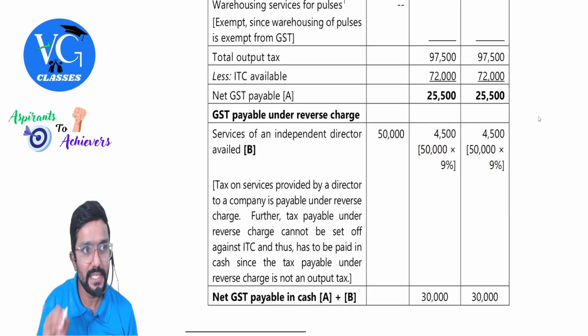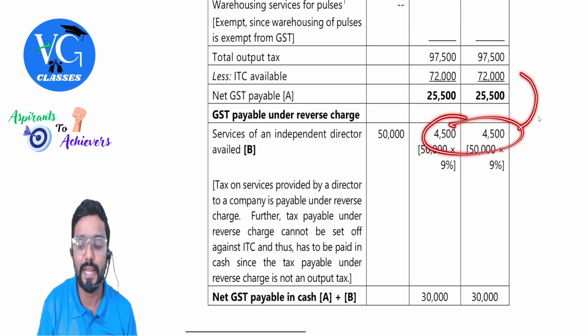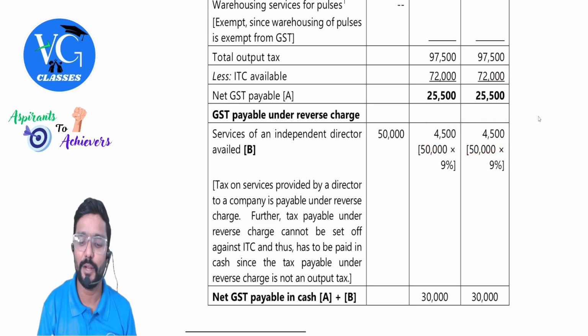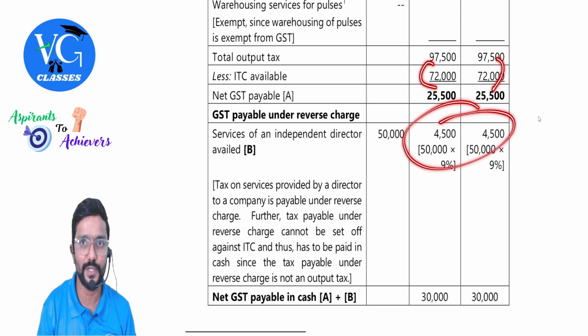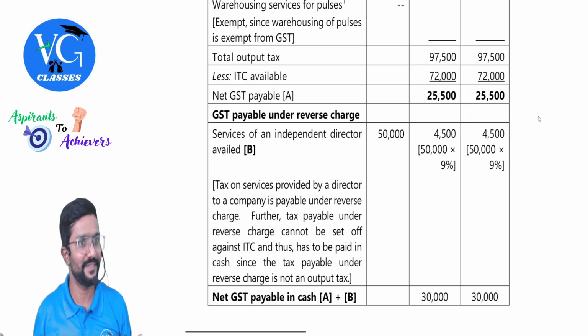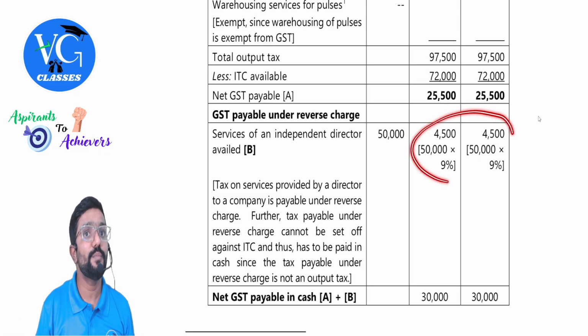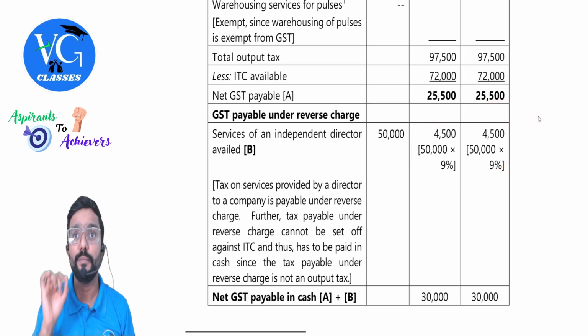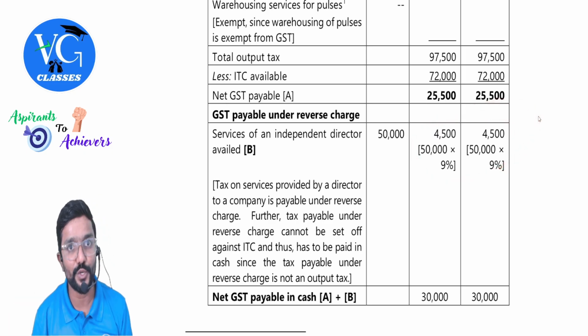Guys, see, this is like this. You pay this and claim the credit. But in the adjustment, normally they take this first and then add 4,500. Its ultimate effect is actually nil. You pay this and get a credit. Effect is nil only. Clear? But the RCM tax should always be paid through the electronic cash ledger only.